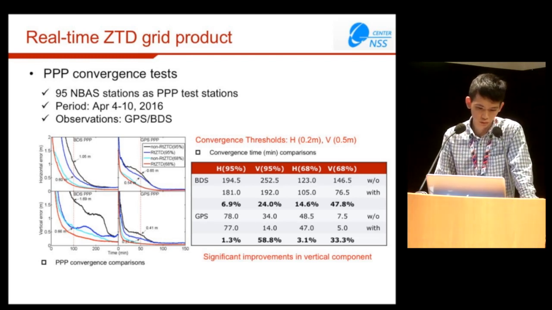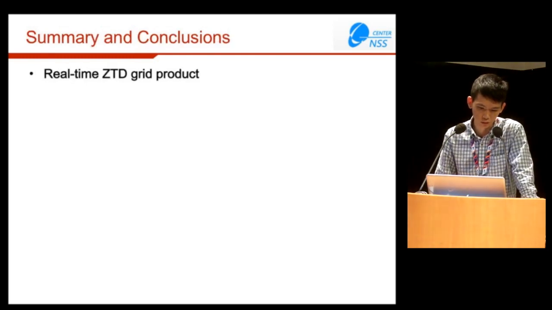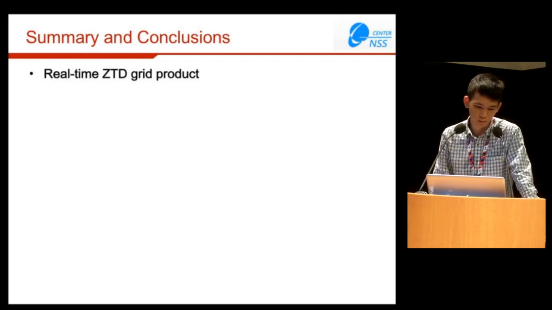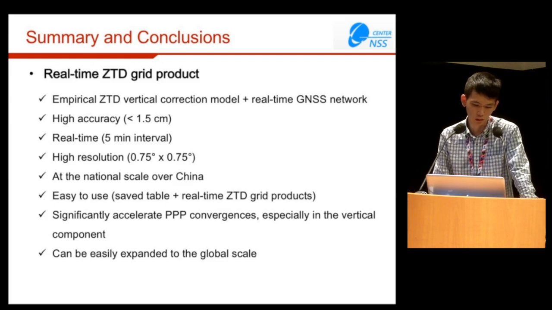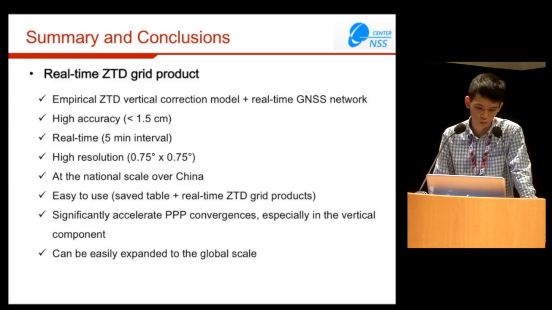Okay, so comes to the summary and the conclusions. In our study, we developed a real-time ZTD grid product over China. It combines the empirical ZTD vertical correction model and a real-time GNSS network. It has high accuracy. It can be used in real time. It's high resolution, at the national scale of China, and easy to use.